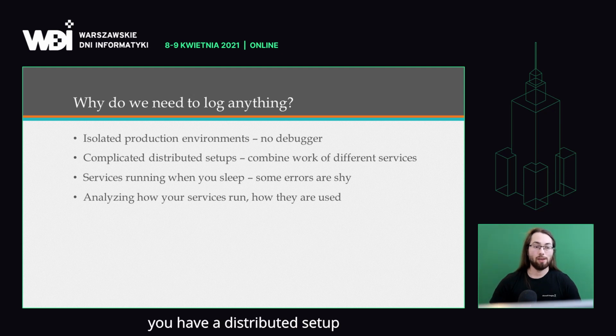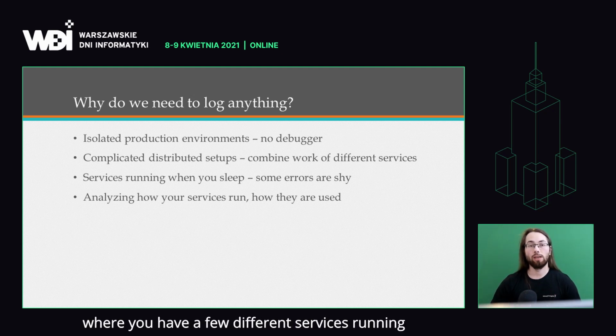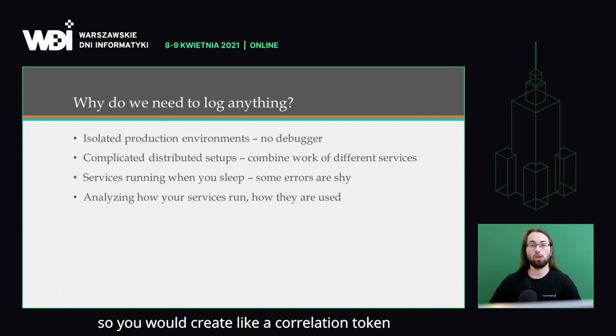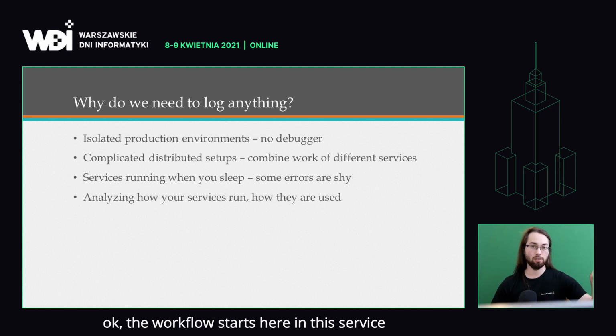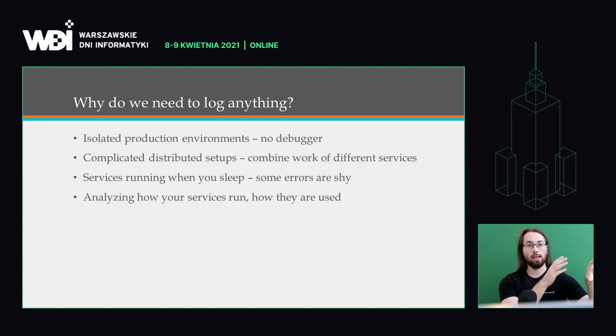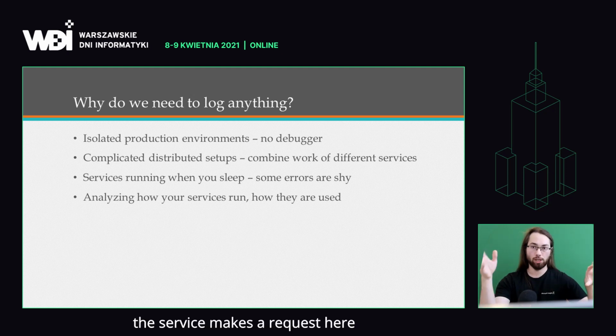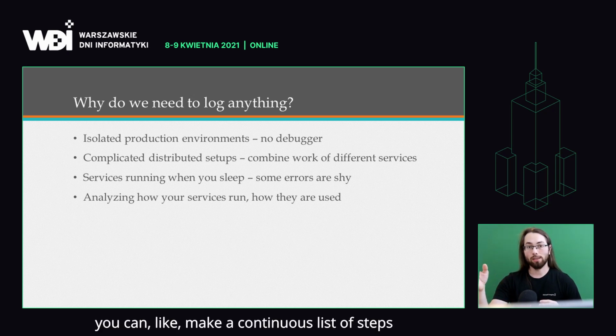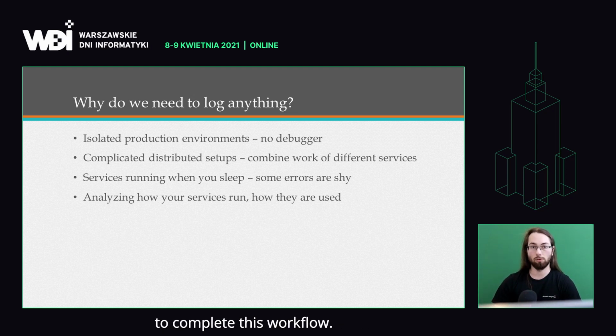Then in other scenarios, you have a distributed setup where you have a few different services running and a workflow which spans a few different services. So you would create a correlation token, which allows you to say, okay, the workflow starts here in this service, but then the service makes a request here and it passes the correlation token. So then you can make a continuous list of steps that it took to complete this workflow.